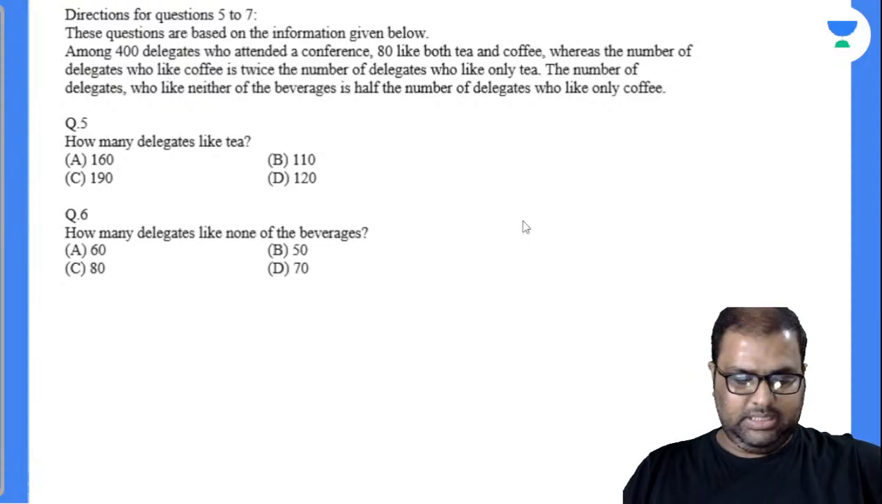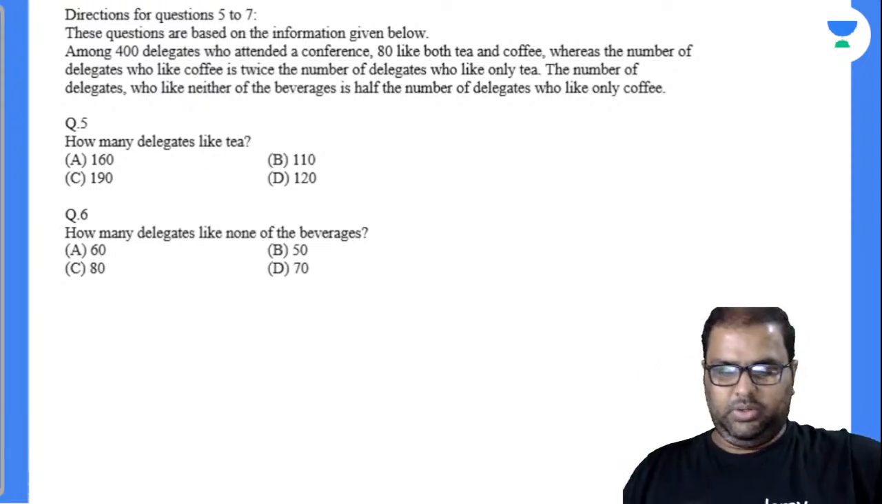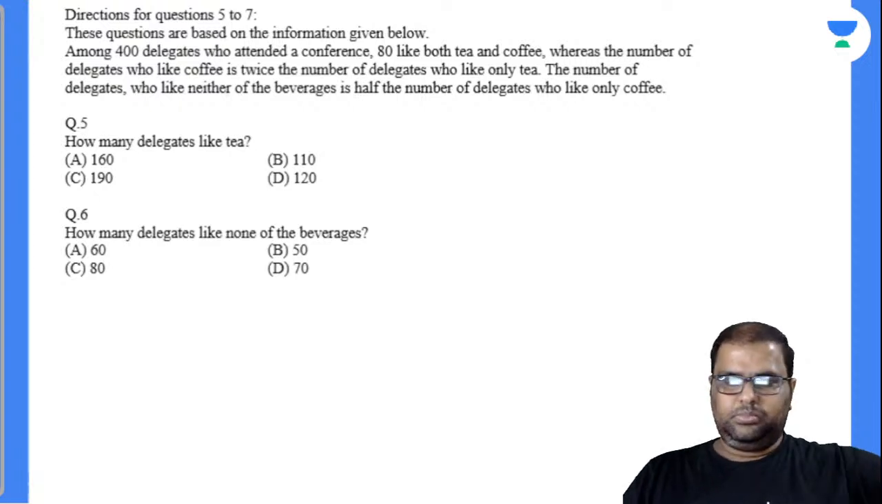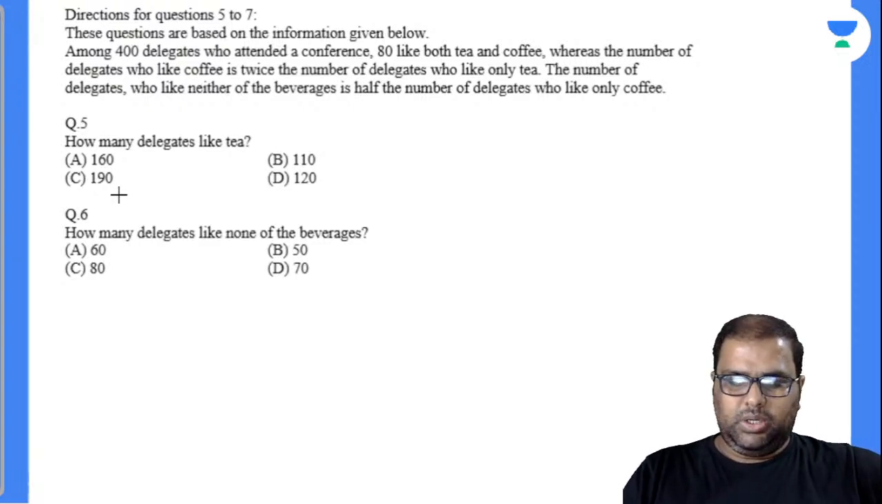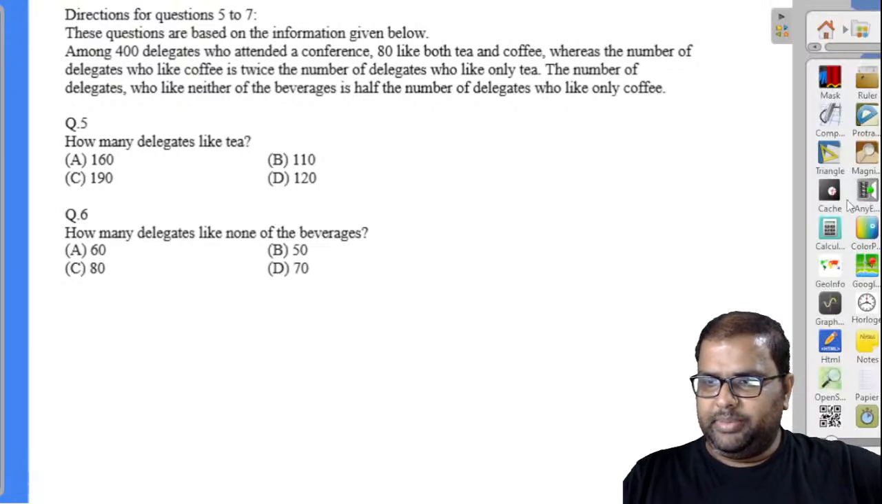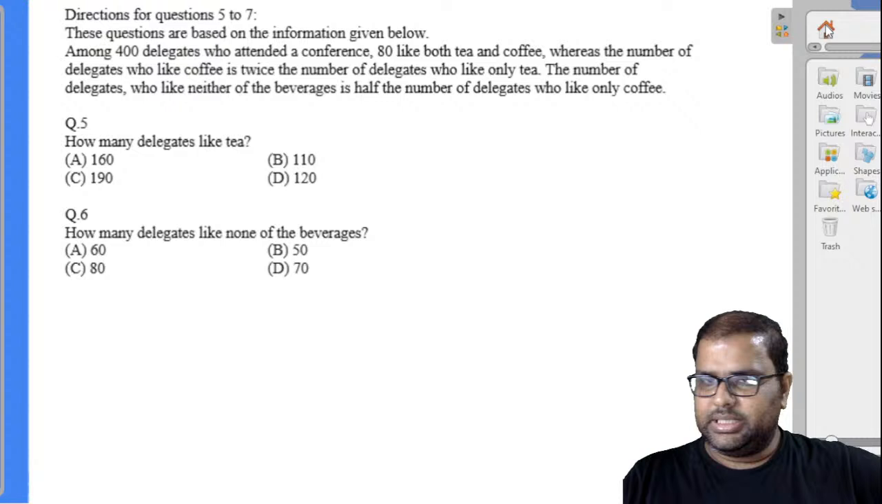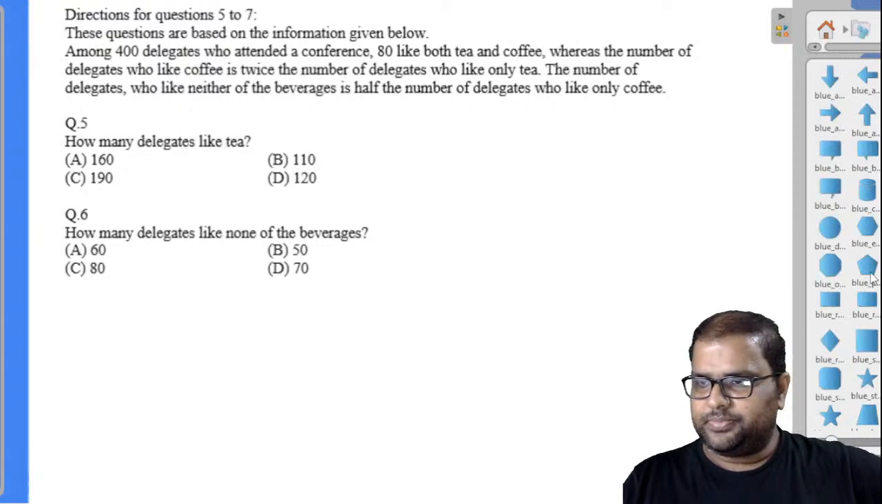Any answers for this? Sorry for the disturbance there. Yeah, okay, I'll solve this. These questions are based on the information given below. So this is the two variable data. By observation, you can say this. I'll solve this.